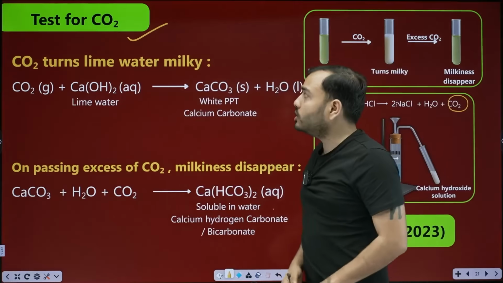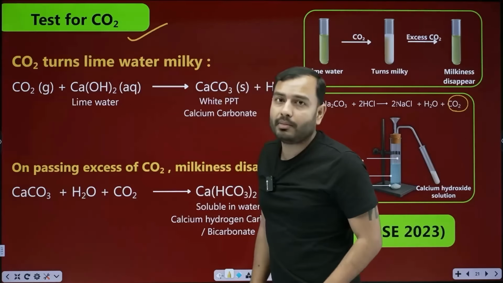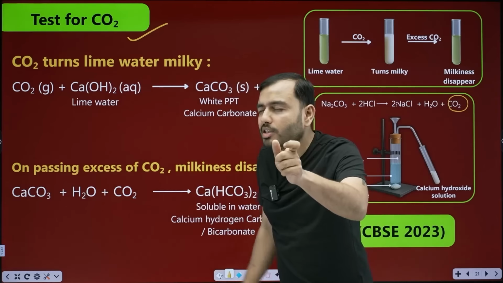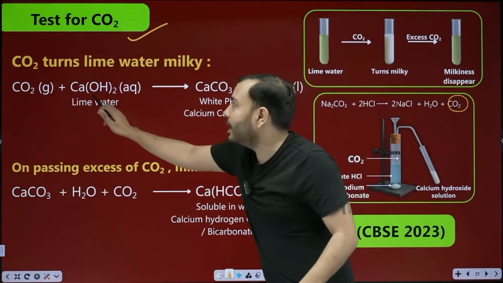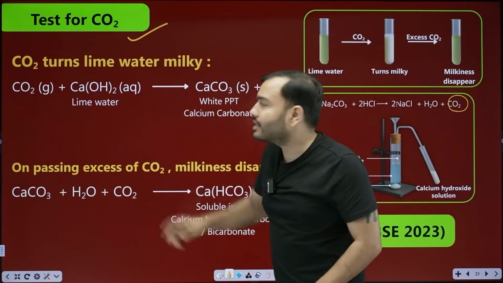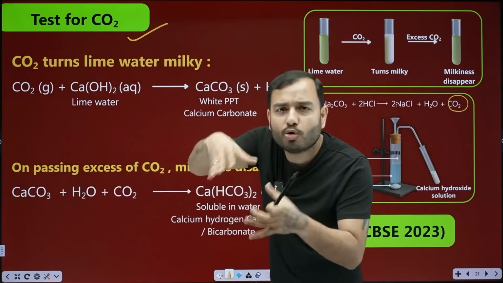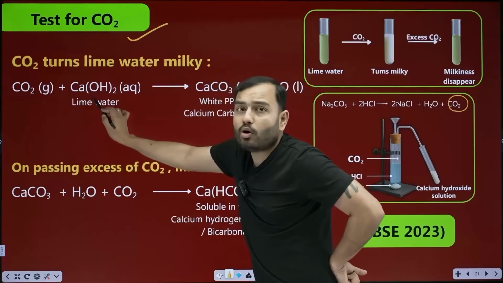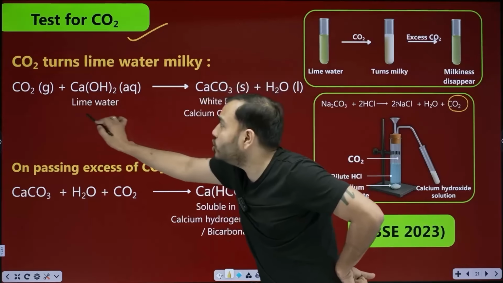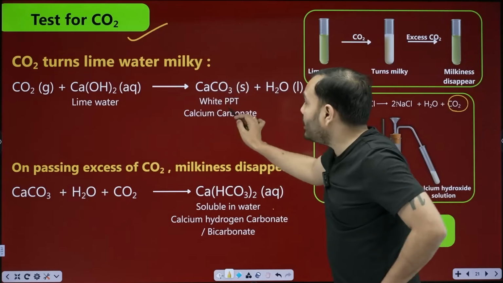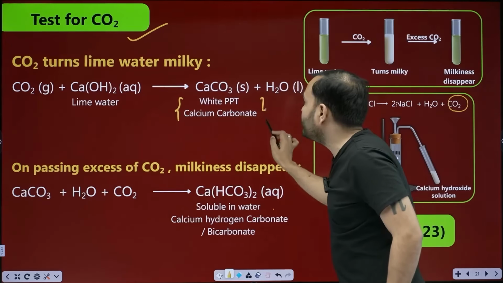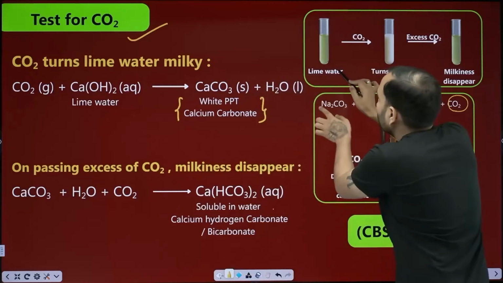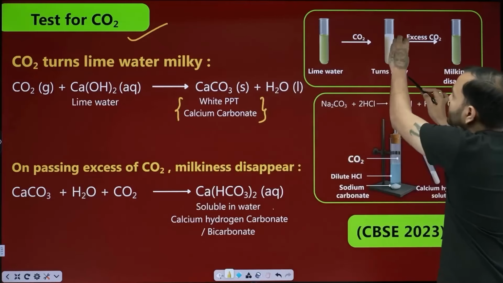When we pass the carbon dioxide gas through lime water, look, lime means calcium. I told in the first chapter, lime means calcium. Water means hydroxide, calcium hydroxide. Lime water, slaked lime, we mix that in water, completely dissolve it, aqueous lime water. If carbon dioxide is put in lime water, what will happen? It becomes calcium carbonate. How is calcium carbonate? White precipitate, it's insoluble.